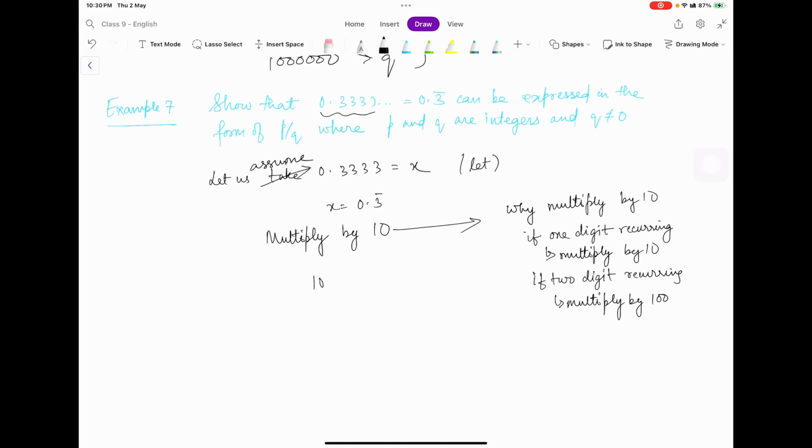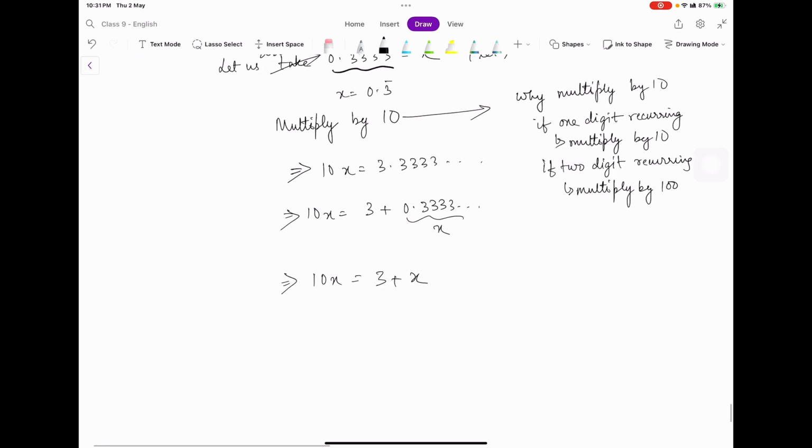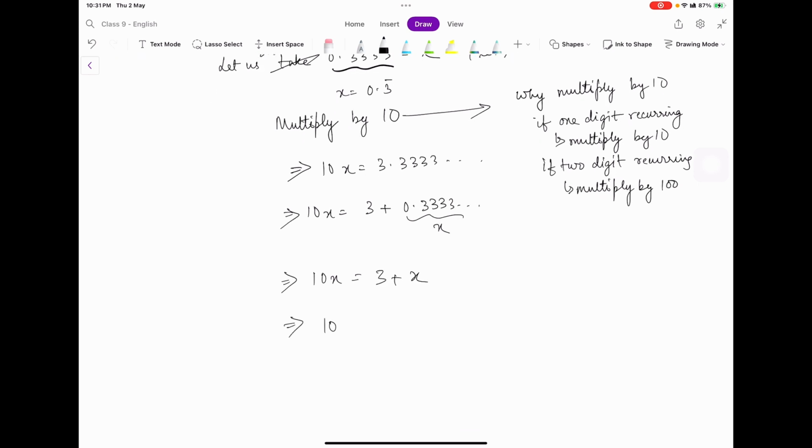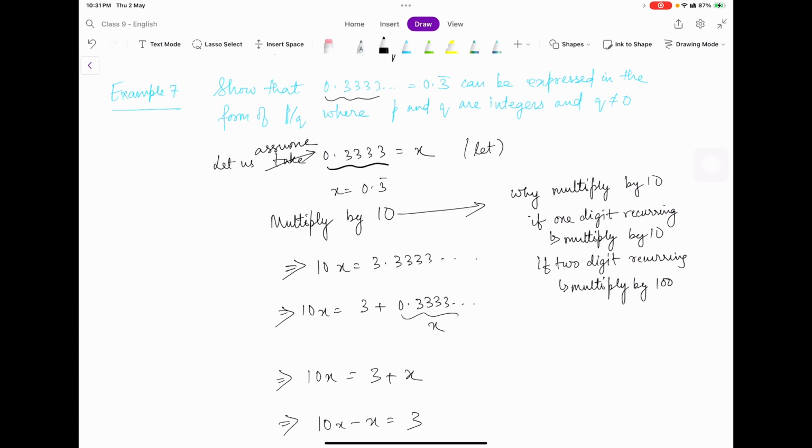If I multiply by 10, it becomes 10x, and this will become 3.3333 and so on. So what you can write as 10x? This you can write as 3 plus 0.3333 and so on. You know that this is x only. So 10x equals 3 plus x. So 10x minus x equals 3, so 9x equals 3. This gives x equals 1 by 3. Understood? So we got the value of x as 1 by 3.